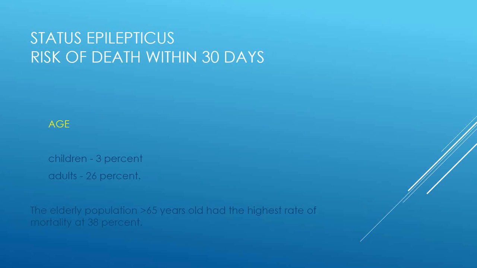When we look at the risk of death in status epilepticus, we're not looking at risk only during the seizures, but within the 30 days after the status epilepticus, because of all the changes in the body which can result in increased risk of death. It is uncommon in children, only 3%, while in adults it goes up to 26%. If you look at the elderly population, the risk of death from status epilepticus within 30 days is 38%. So the geriatric population is very vulnerable to status epilepticus.